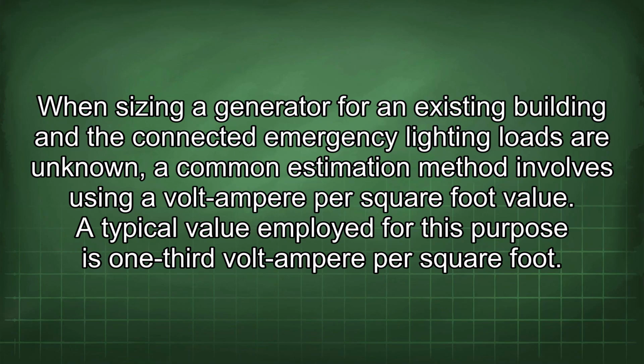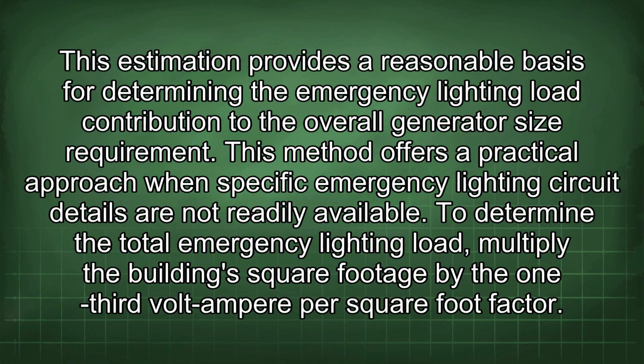When sizing a generator for an existing building and the connected emergency lighting loads are unknown, a common estimation method involves using a volt-ampere per square foot value. A typical value employed for this purpose is 1/3 volt-ampere per square foot. This estimation provides a reasonable basis for determining the emergency lighting load contribution to the overall generator size requirement. This method offers a practical approach when specific emergency lighting circuit details are not readily available.